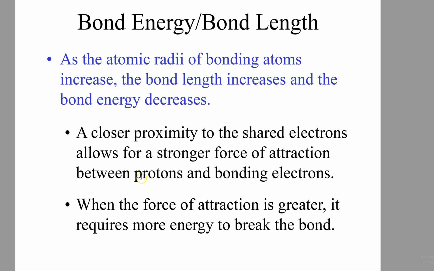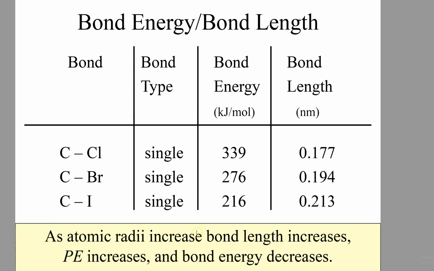Now, if the atomic radius of the bonding atoms increases, the bond length increases as well, and the bond energy decreases. So again, if you have a very large distance between these two, you begin to logically make these bonds longer and longer. The closer proximity they are, the greater that force of attraction between protons and bonding. When the force of attraction is greater, it requires more energy to break that bond. So again, just kind of going back on this idea, radius versus bond energy.